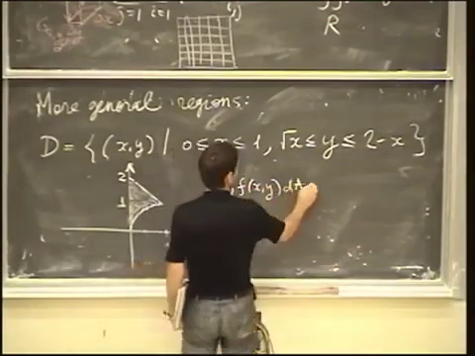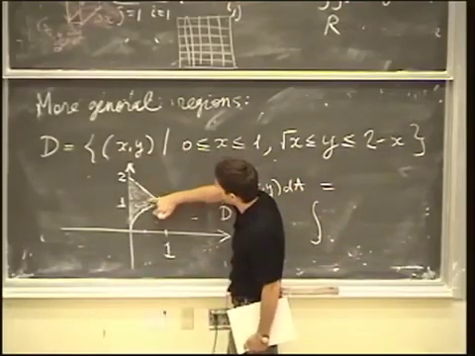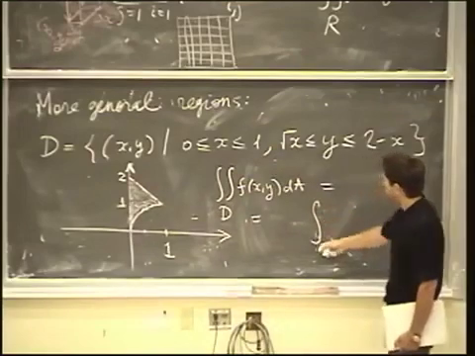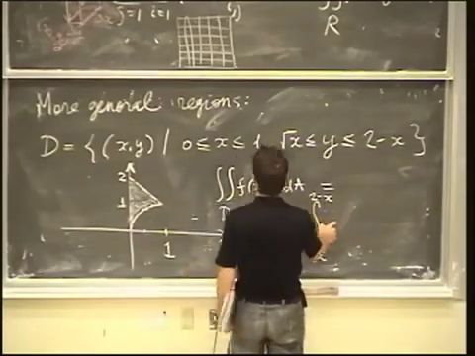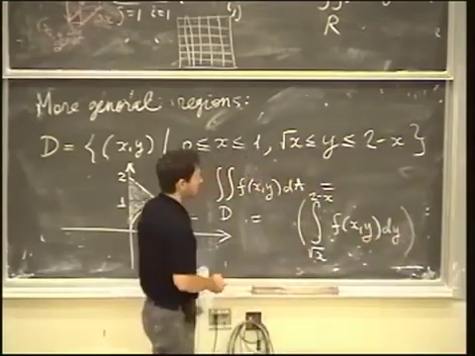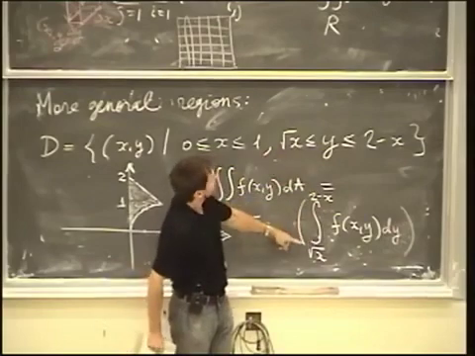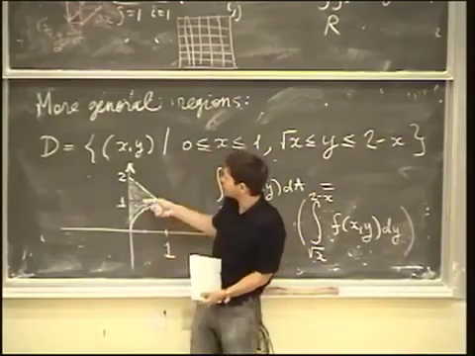We still do it as an iterated integral. But we first integrate over y, with the bounds of integration explicitly depending on x. Namely, we'll go from square root of x to 2 minus x, and then we'll put our function f of x, y, dy. Before, the bounds of integration were, say, c and d. They were fixed. But now the bounds actually depend on x, because that's the way the region works.